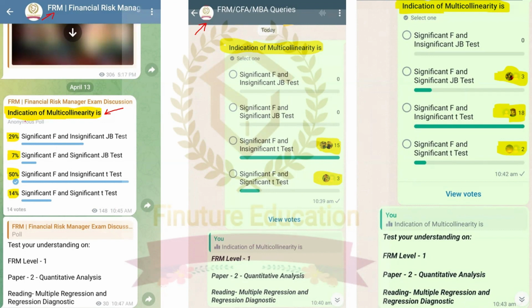If you notice, the question that was asked was "indication of multicollinearity is", and there were four options given. So this is the correct option. In the Telegram group, around 14 people appeared for the poll and answered. 50% answered it correctly, but at the same time, 50% answered incorrectly. And over here, this is our main group, wherein we have a good level of knowledge. We had 15 correct answers and three incorrect answers. And likewise, it's a different distribution in this group.